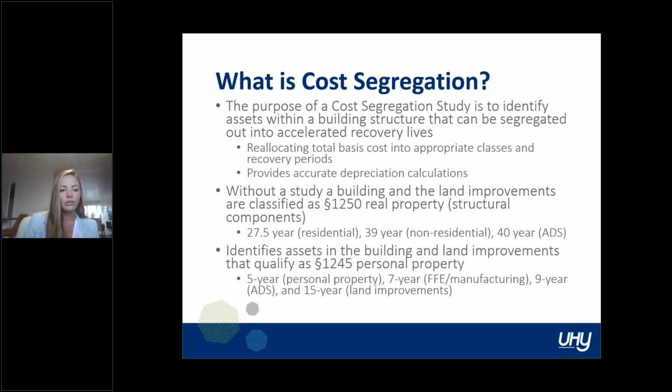So what a cost segregation study does is it will identify assets in the building and the land improvements that can be accelerated for depreciation. These assets qualify as 1245 personal property. And those assets will typically be recovered over a 5-year period for personal property, 7-year if it's furniture, fixtures, and equipment, and also 7-year for personal property within most types of manufacturing facilities. 9-year for personal property using the ADS method instead of MACRS, and 15-year for land improvements. And if you're using the ADS method, it would be 20-year for the land improvements.